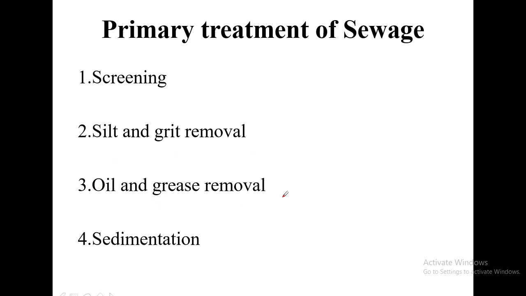Oil and grease removal. Oil and grease, if any present in sewage, is converted first into a soapy mixture, and then compressed air is blown through it, resulting in the formation of a froth or a foam that gets collected at the top of the sewage containing oil and grease. From there, that can be easily skimmed off.